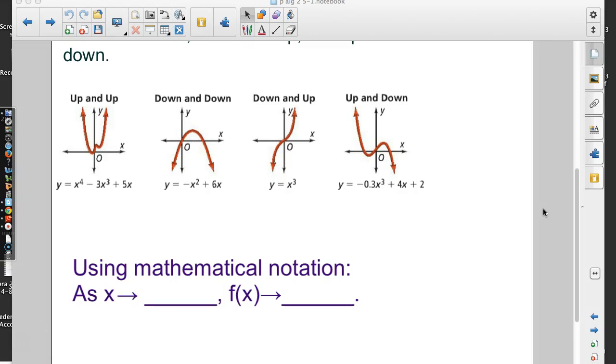Phones away, Chromebooks closed up, and pay close attention.